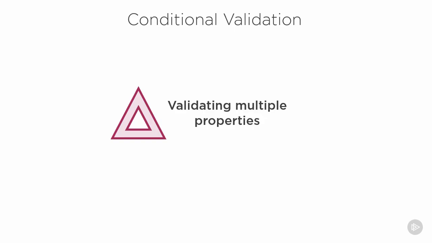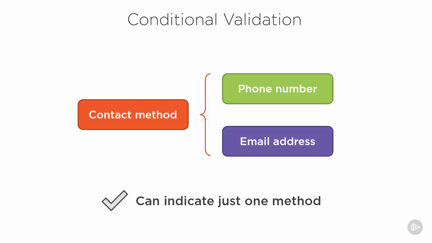There is a more complex use case for conditional validation, and that is when a property check depends on another property. To demonstrate this scenario, let's say that the student must provide at least one contact method, either the phone number or an email address. They can also provide both, but one of the two should be enough to register the student.